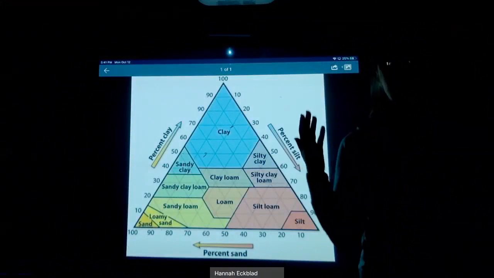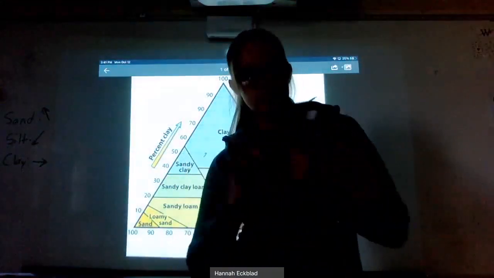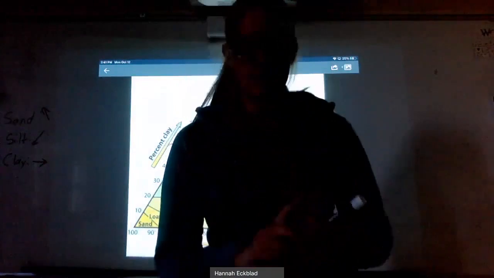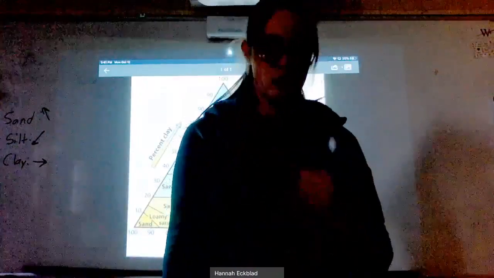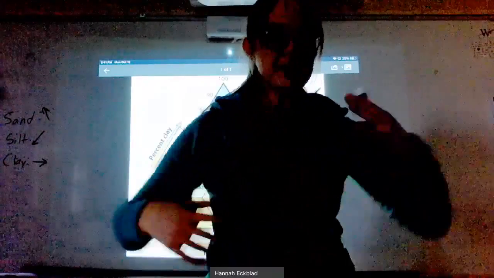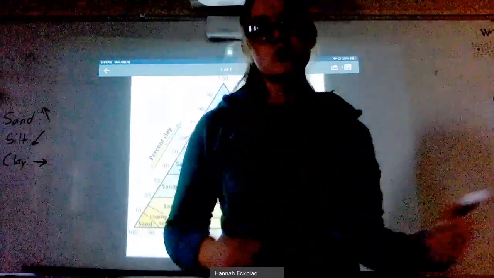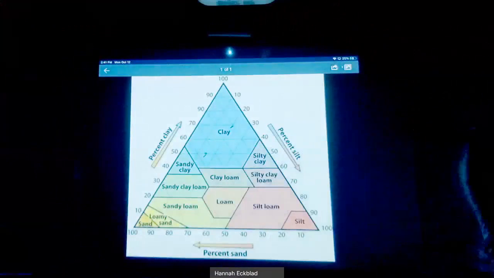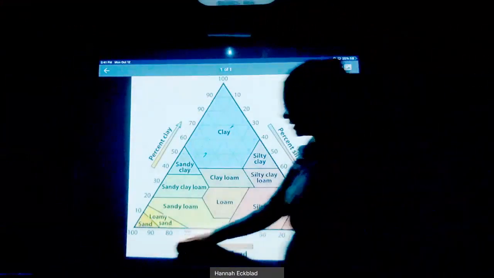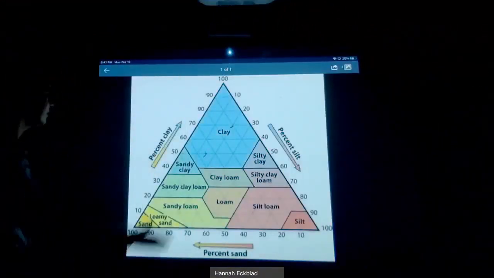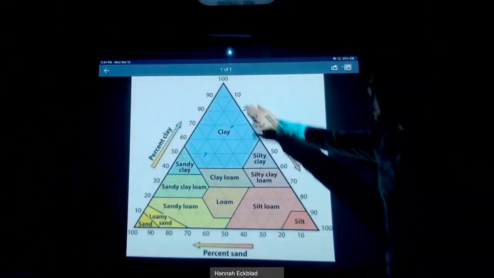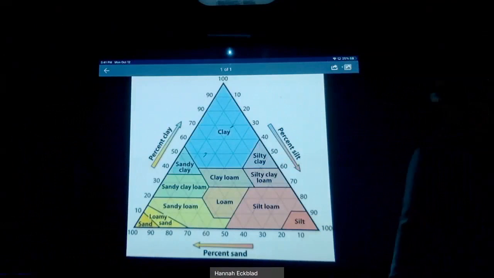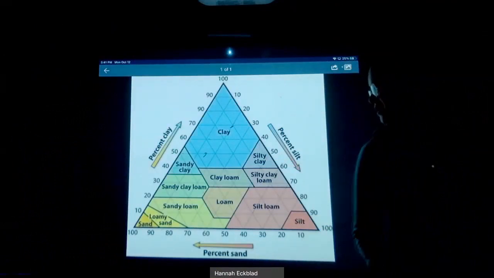So remember our soil particle sizes. We have sand, which is the biggest particle, silt, which is our medium particle, and clay, which is our smallest particle. And just like we have three particle sizes in soil, we have three sides of a triangle. So this side talks about our percentage sand. This side talks about our percentage clay, and this side talks about our percentage silt.